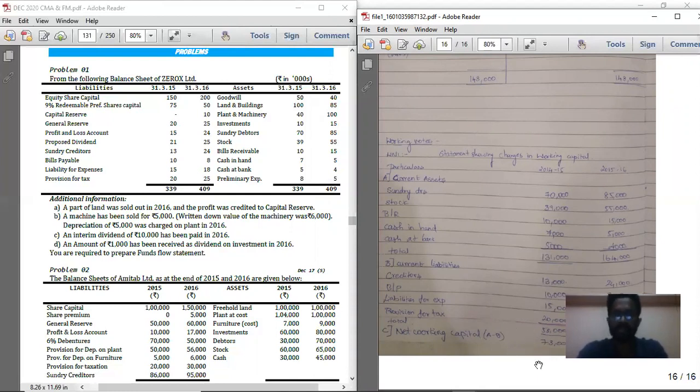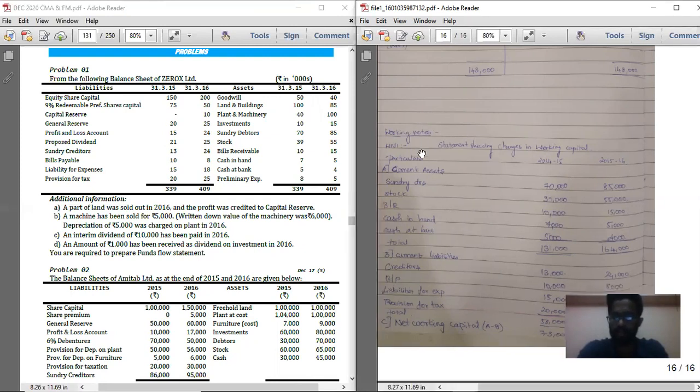If they are asking for a fund flow statement, the first thing you should calculate is the change in working capital. So for 2014-15 it is 73,000, and 2015-16, how much? 1,64,000 minus 75,000. You are getting 89,000. In respect of net working capital for 2015-16, record 89,000. Done. With that we have calculated the net working capital for 14-15 and 15-16.